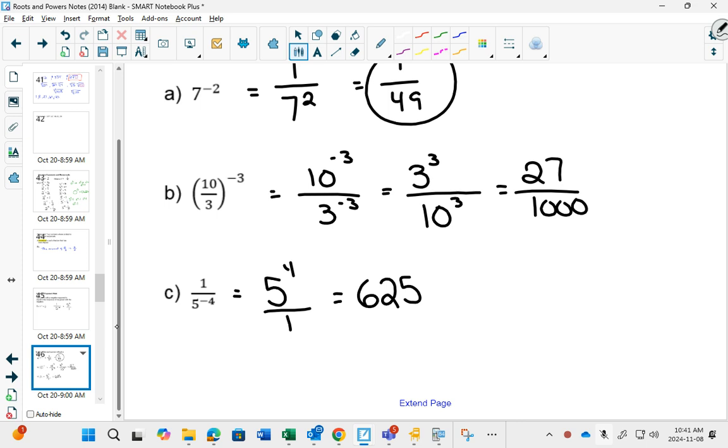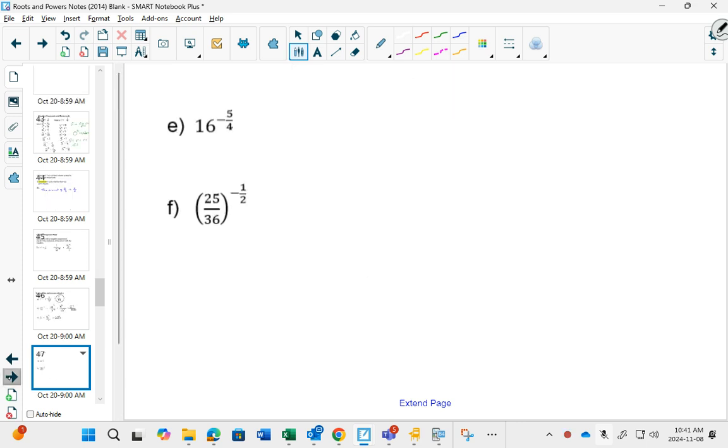A couple more examples. If you have a 16 to the negative 5/4, the exponent doesn't flip, it just becomes positive. The whole power is what flips. So the base is 16. The exponent is negative 5/4 in the top. Now it would be 5/4 in your denominator.